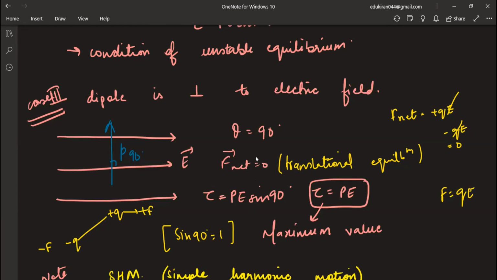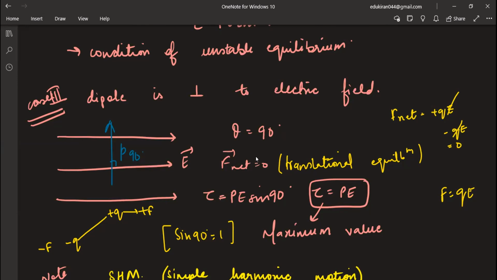So if a question by chance in your board exam is asked, give a case where the dipole is not in equilibrium, you will mention when the dipole is perpendicular to the electric field. Or it can directly be asked what is the state of equilibrium when the dipole is perpendicular to the electric field. You will only tell that plus QE minus QE is 0, so F net is 0.